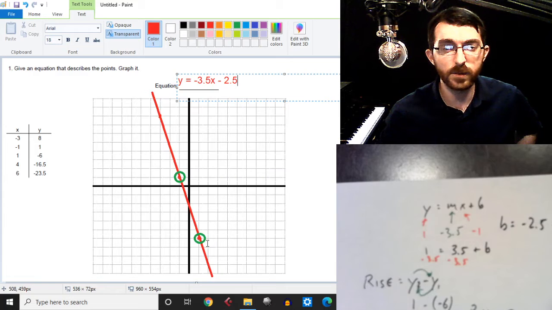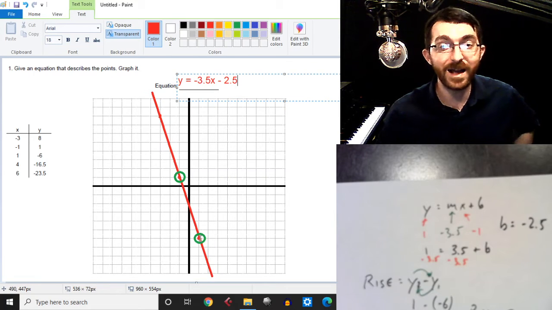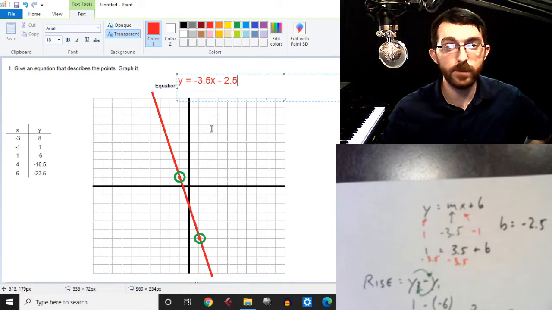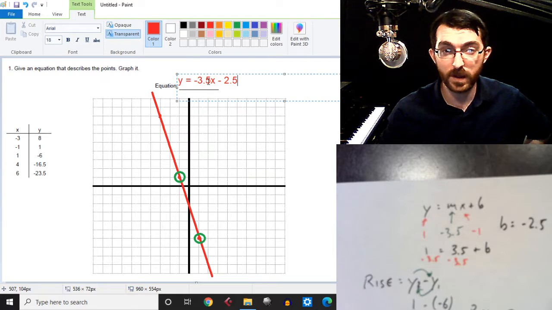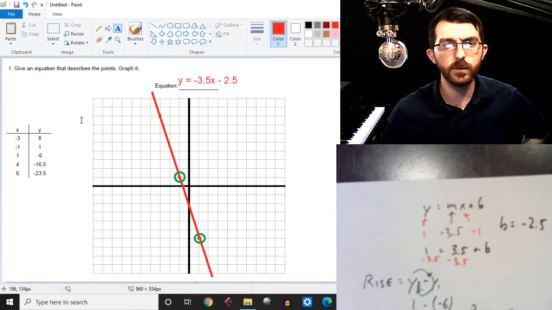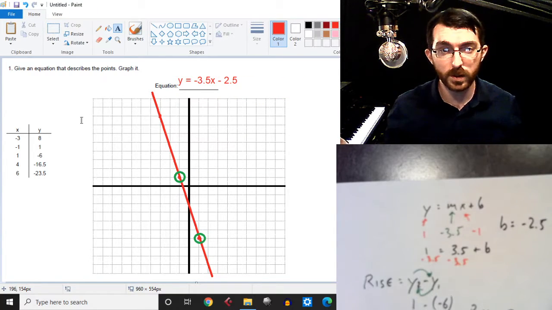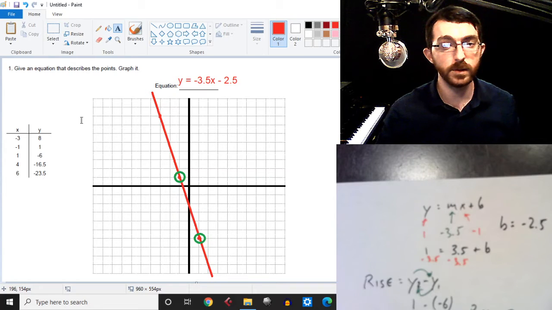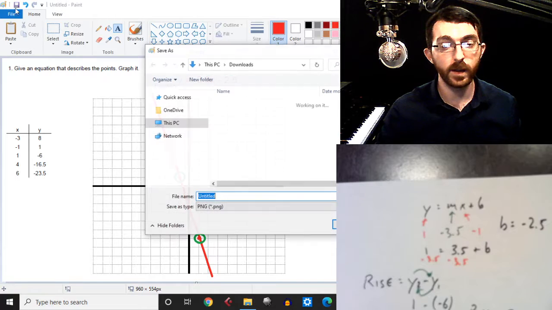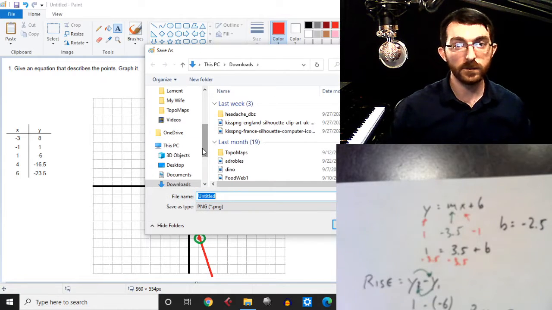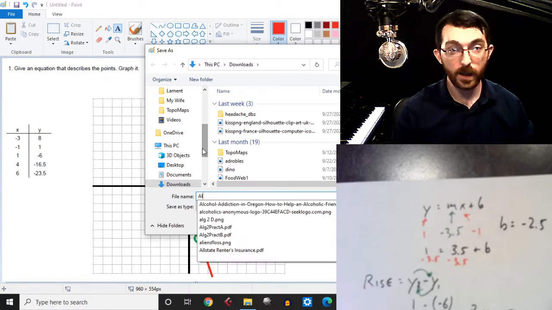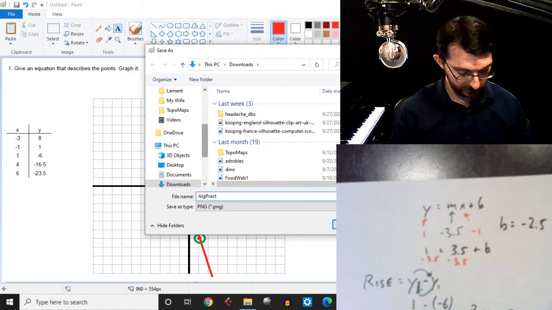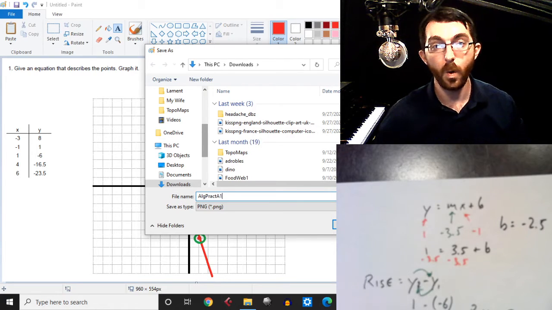I'm going to take this other point and plug it in. If I put in positive 1 here, that would be negative 3.5 times positive 1. That's negative 3.5 minus 2.5. That is negative 6. Okay, good. So we got it. There's problem number 1 all fixed up. I'm going to go ahead and save this so I can post it. This is going to be, let's see, alg pract A1.